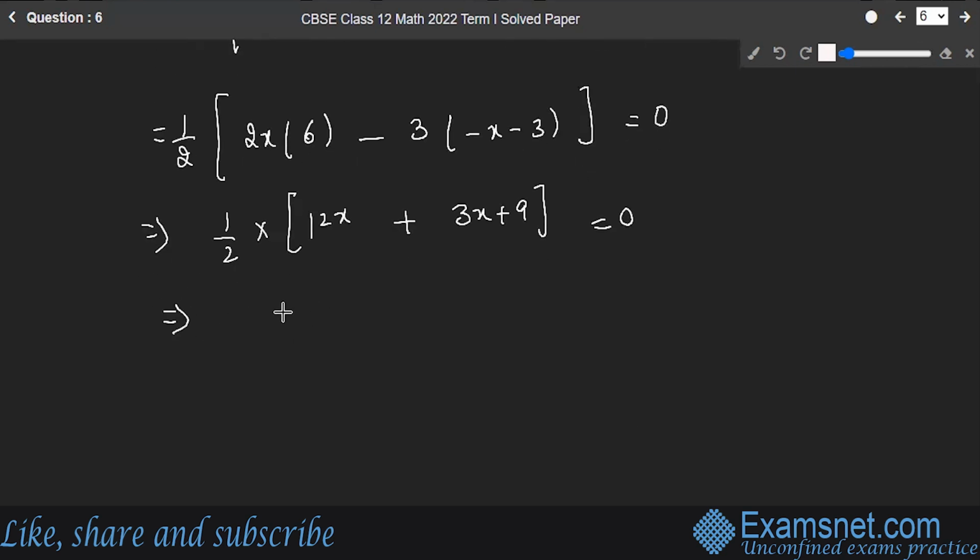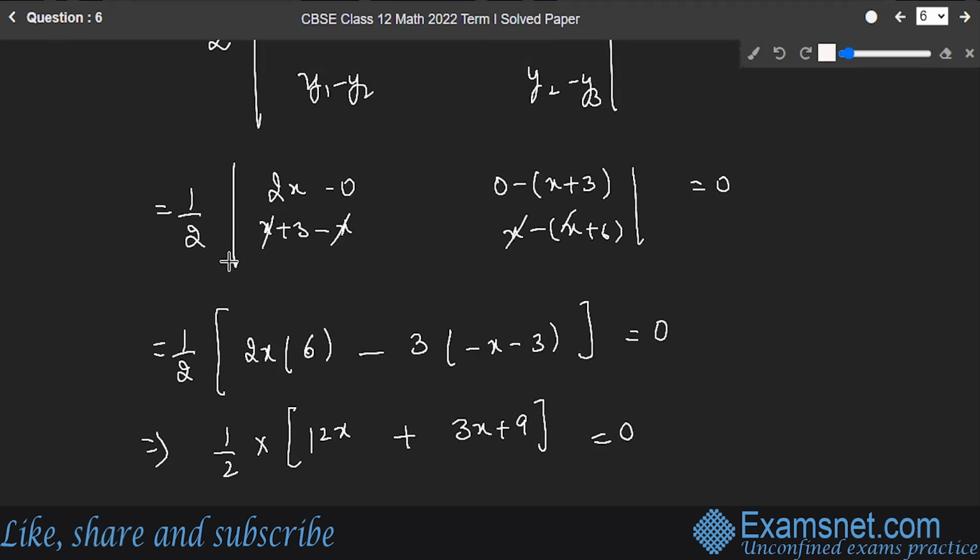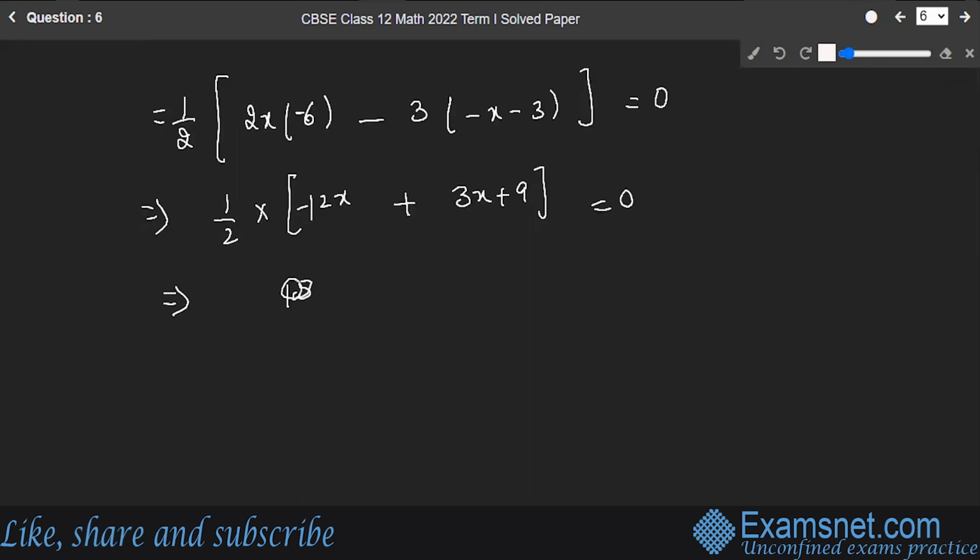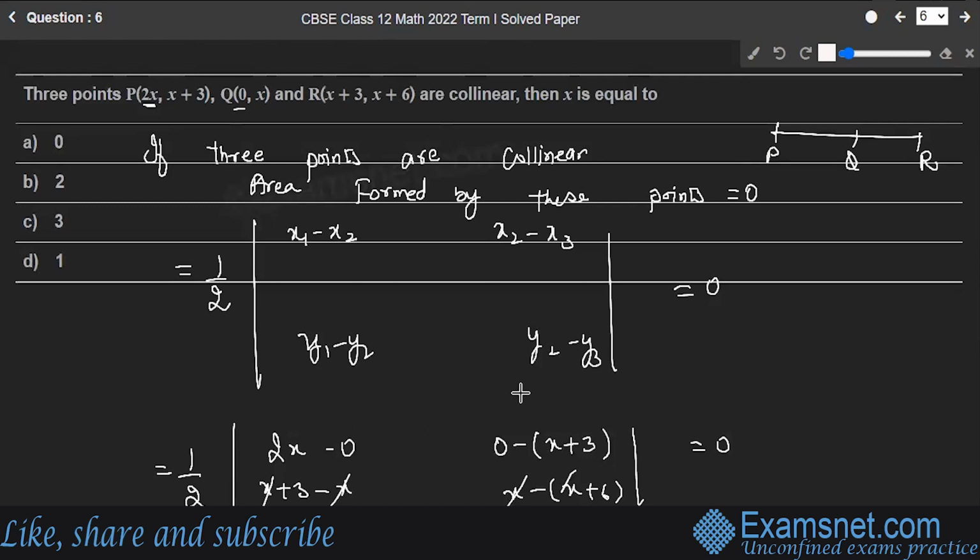Okay, so you can say here is 15x. Wait, here was minus 6. This one was minus 6. Okay, so this has got to be minus 12. This gives me minus 9x plus 9 is equal to 0, which gives you x is equal to 1. So this is the value of x which you needed to find in the question. 1, option D is the correct answer. Hope you got that. Let's move to the next question.